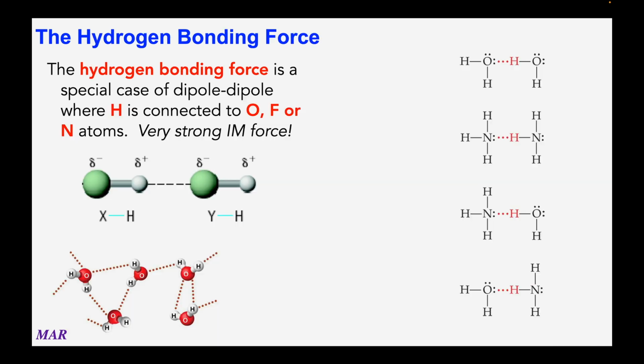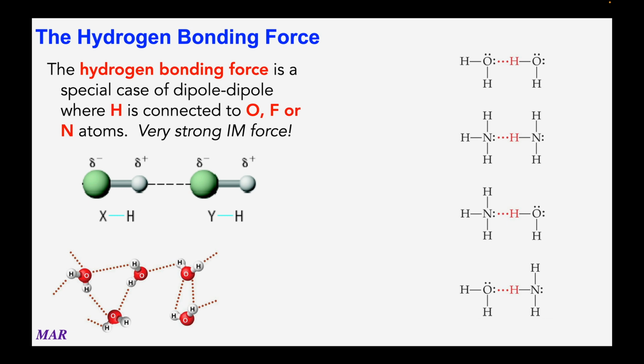The third type of intermolecular force we're going to talk about in this section is the hydrogen bonding force. And this is like dipole-dipole on steroids. It's a super powerful polar-polar interaction. And it only happens if you have a hydrogen connected to oxygen, fluorine, or nitrogen. All right? If that hydrogen's connected to carbon, you don't have this. If the hydrogen's connected to chlorine, you don't have it. But oh wow, if you have H connected to O, F, or N, you're going to have the hydrogen bonding force, and it's really, really strong.